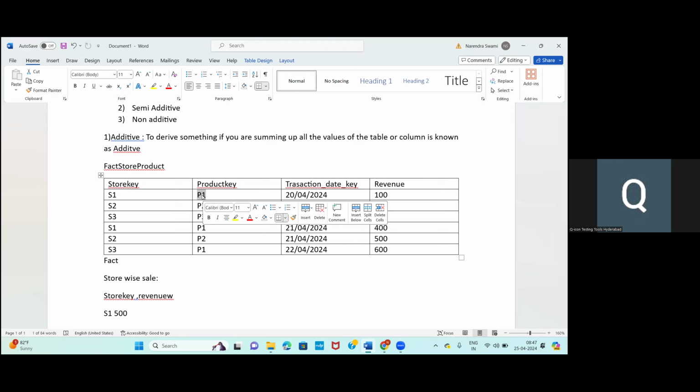Okay. So they keep track of the changes of the product and the sale, all those things. So that is the analysis made from this particular table.